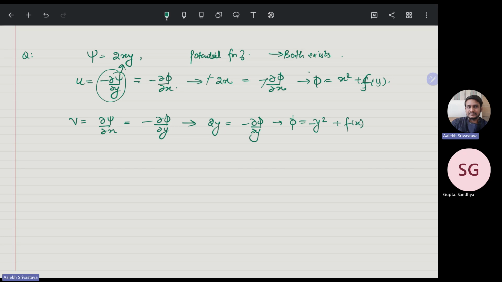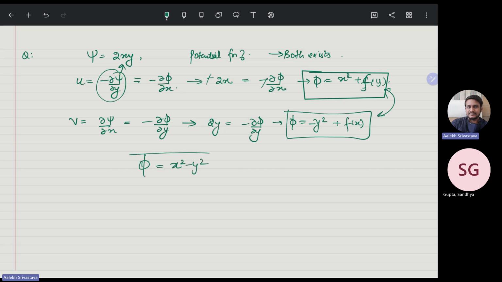Now you have two equations. One equation is this, and then another equation is this. Now you can club these two equations, and you will get what psi is, that is x square minus y square. This is what is called the potential function phi.